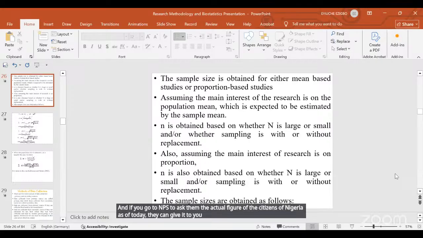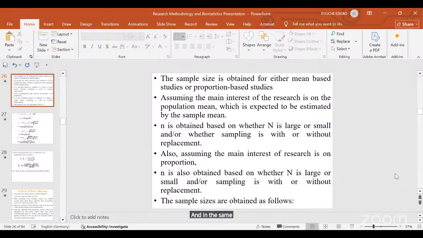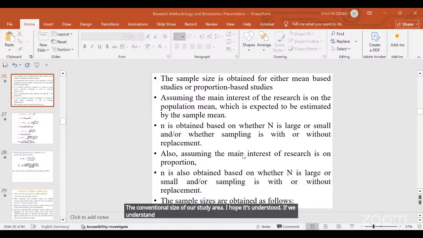But does it not mean that they have maybe not carried out a census again? No, they are doing what? Estimating. And in the same way, we can estimate the population size of our study area. I hope it's understood. If we understand what we are looking at and the area we are studying and the factors that affect that area, with all of those things, we can estimate the population.